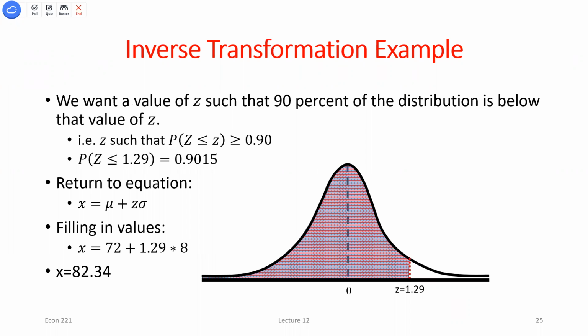Any questions or anything here? Yeah. So for the 1.29, did you look at the Z chart with the 0.9? And then, because I'm just looking at how you pick that. Yeah, so I wanted the area to the left to be 0.9 because I wanted the cutoff for the top 90%, sorry, this test score that was better than 90% of the other test scores, or the cutoff for that top 10%. Right?